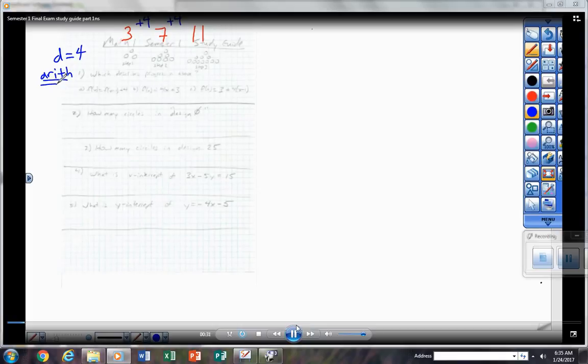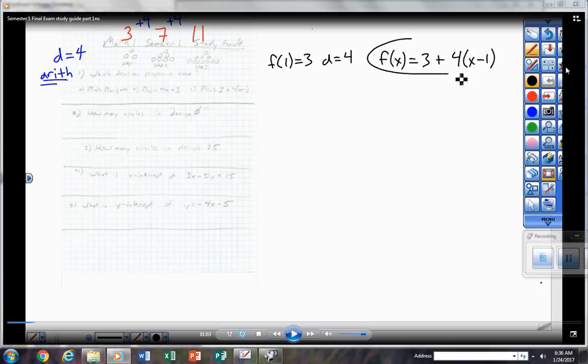For this problem here, to get this right, you need to know the formula to find the explicit function for an arithmetic sequence, where you use the first term, f of 1, and then you use d times x minus 1. So again, if I plug in f of 1 and d into that formula to find the explicit function for this sequence, that would be f of x equals 3 plus, and then where d used to be, I plug in 4. And again, I could put that 4 on the front side of that parenthesis, or I could put that 4 on the back side.